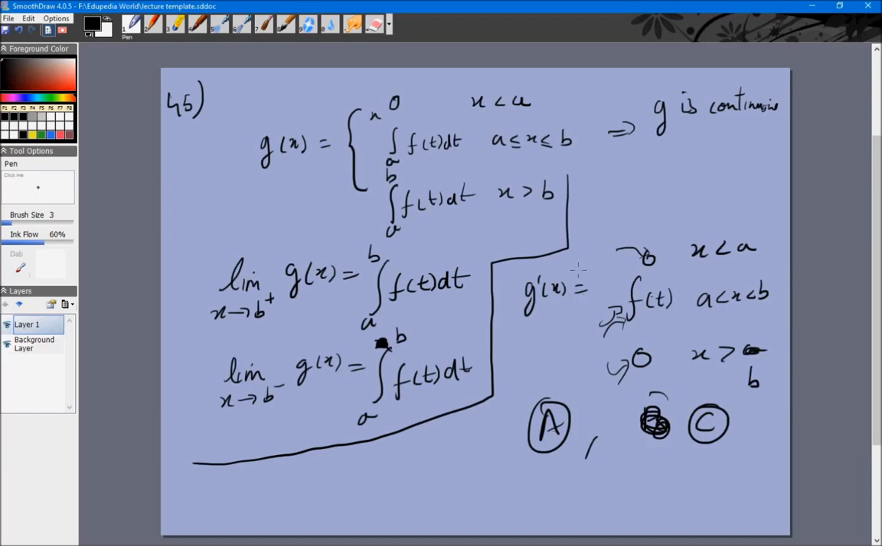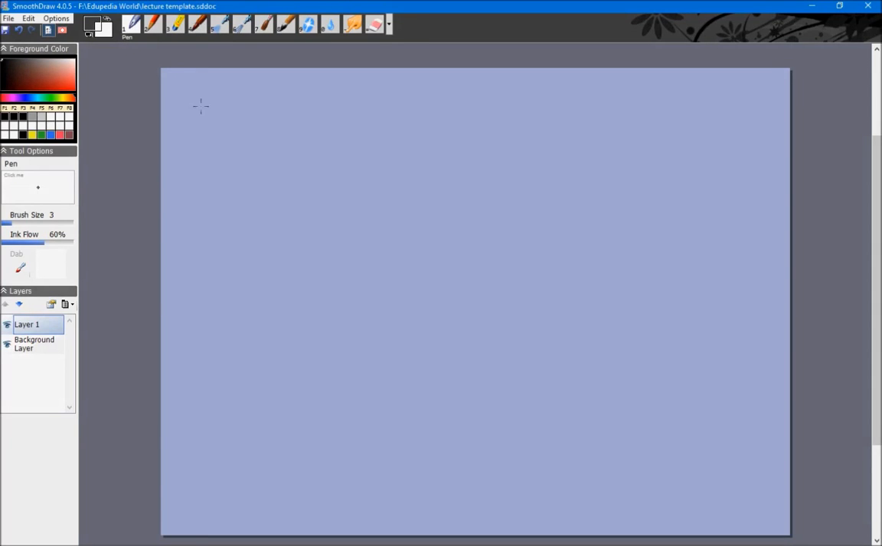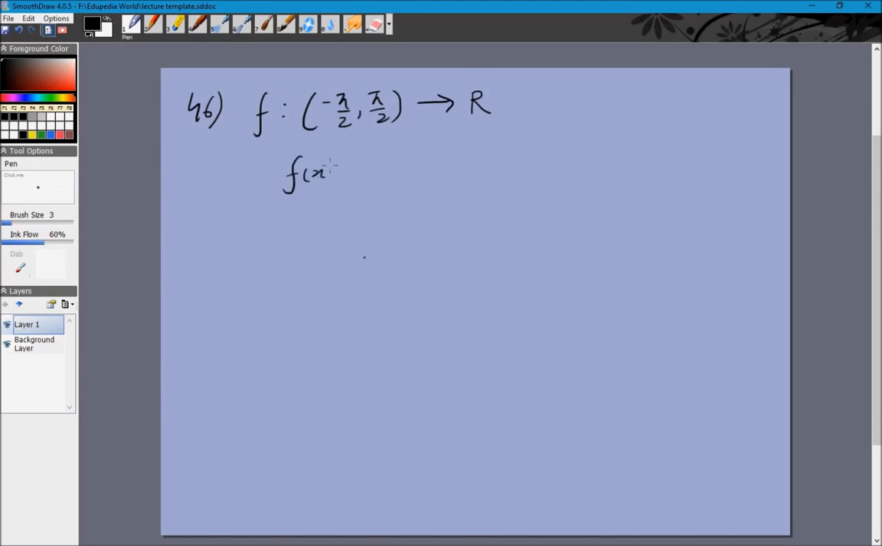Let's look at the next question. We are given f is a function defined from minus pi by 2 to pi by 2 to R, given by f of x is equal to ln cube of sec x plus tan x, right? And we are asked about some properties of f(x), whether it's odd or even, onto or one-one.